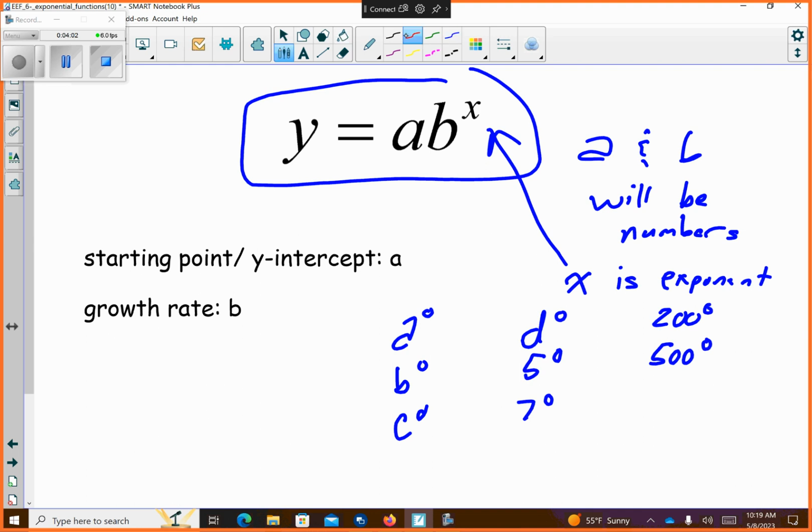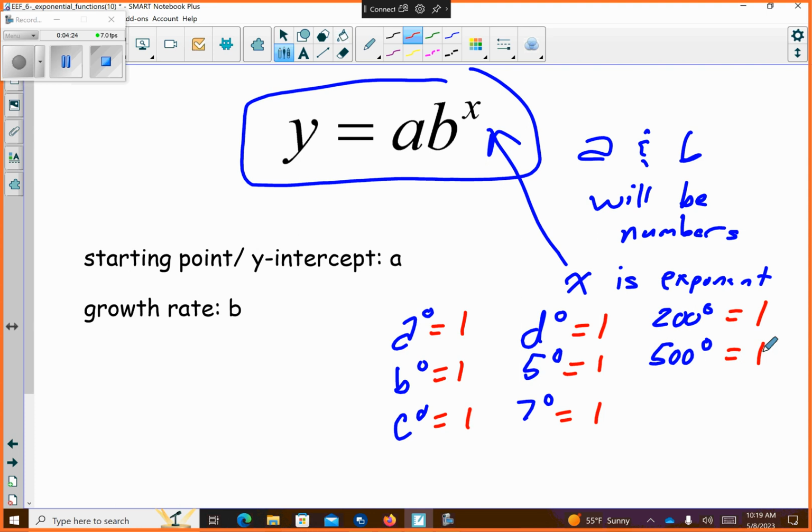What's a to the 0? 1. What's b to the 0? 1. What's c to the 0? 1. What's d to the 0? 1. What's 5 to the 0? 1. What's 7 to the 0? 1. What's 200 to the 0? 1. What's 500 to the 0? Okay, you catching my drift?